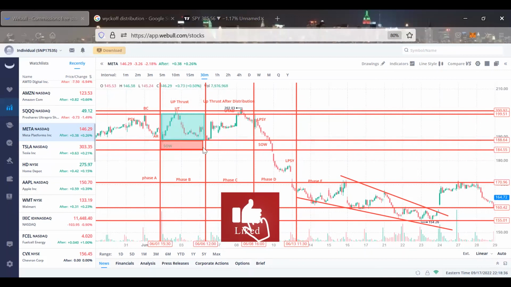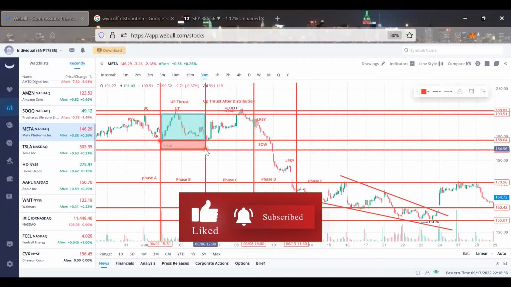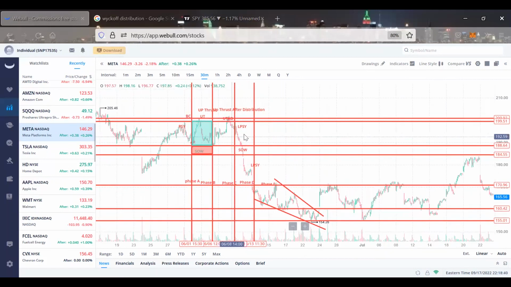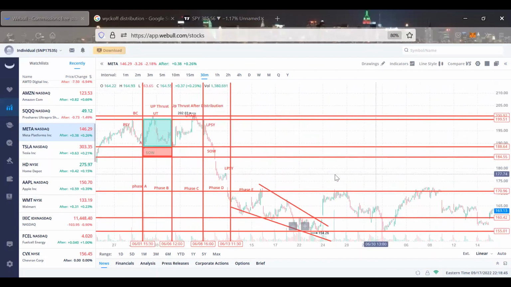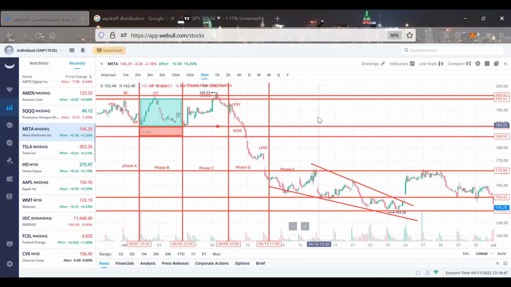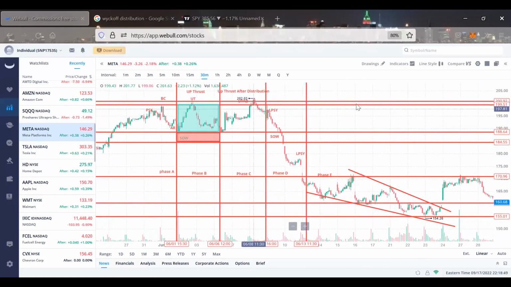So once again, you guys, this is the distribution of the Wyckoff method. We have the accumulation, check that out, I made that video, and we also have liquidity and understanding why the market moved the way it did.